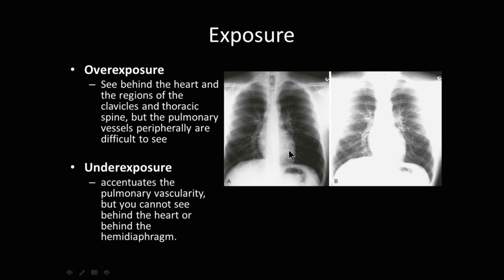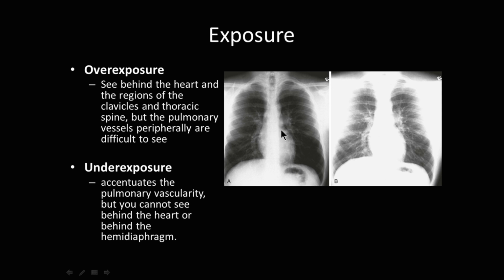Exposure. We have packs nowadays. We can attenuate the exposure a little bit to be able to see different things. Overexposure, underexposure is not necessarily good or bad. It's what you're looking for. So with overexposure, you can see behind the heart in the regions of the clavicle and thoracic spine. You can see the ribs a little bit better, and it's not obscured by the pulmonary vascularity.